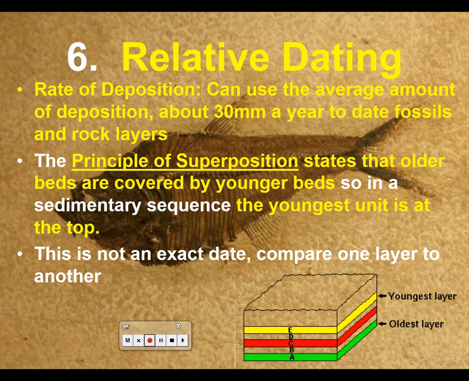Okay, principle of superposition, remember that states that older rock beds are covered by younger rock beds, so the youngest is at the top. And like I said, it's just comparing. That's all relative dating is. You're just looking at it and saying, oh, this one appears to be younger or older than that one.